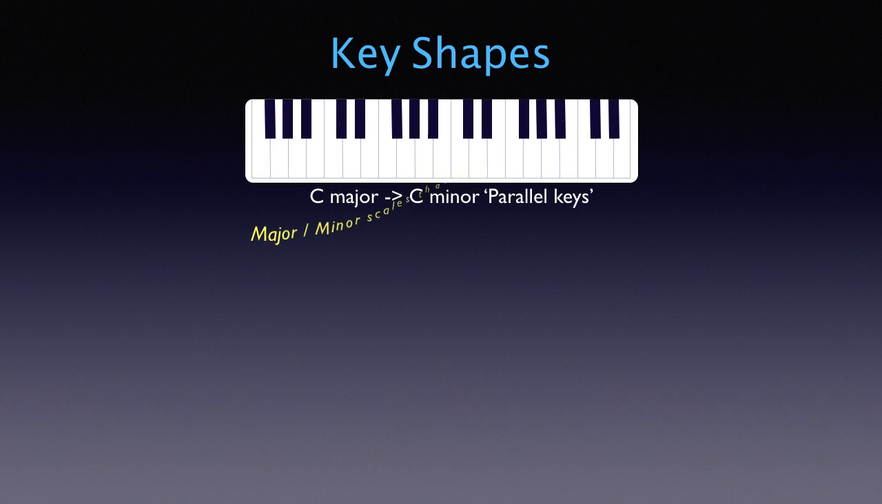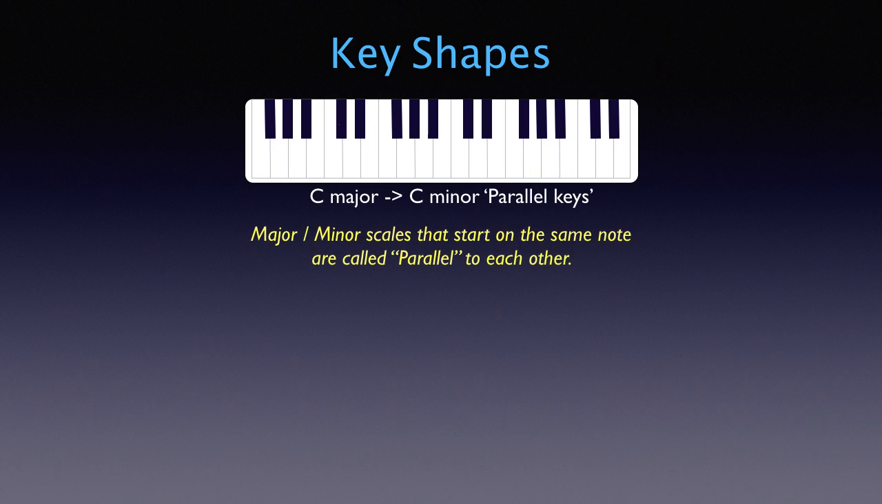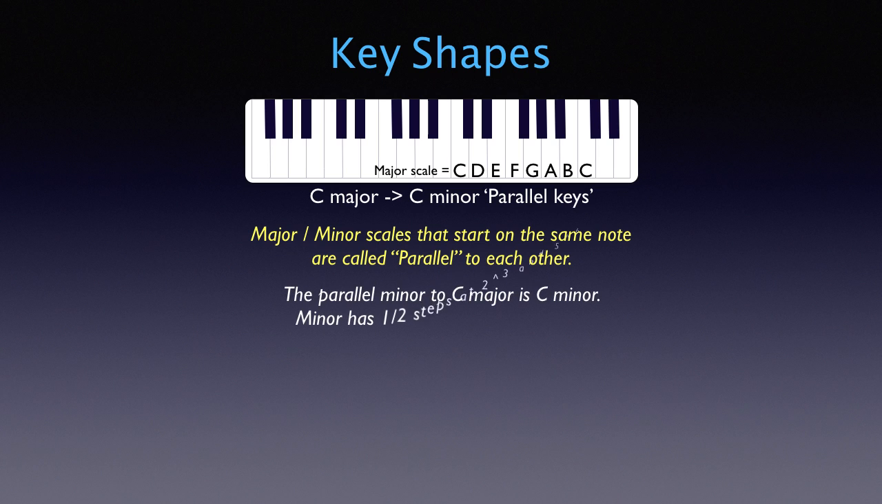From C major to C minor is called parallel. Major-minor scales that start on the same note are called parallel to each other. We just built the C scale, so we know that that's all for the major key. It's all naturals. The parallel minor to C major is C minor.